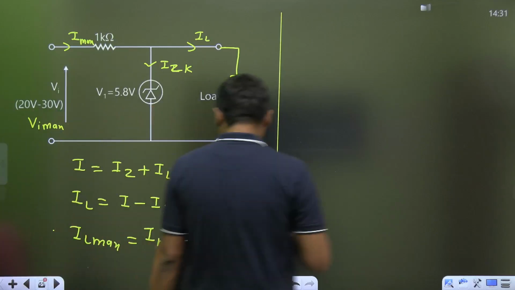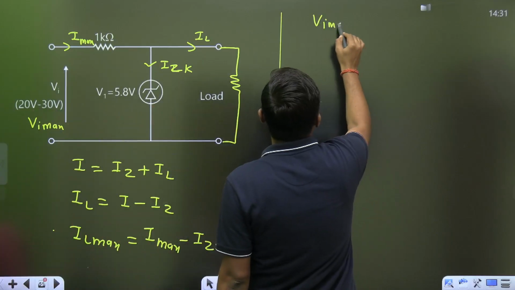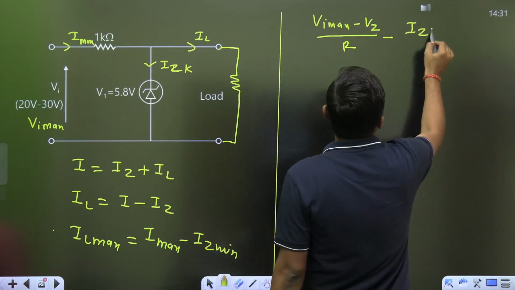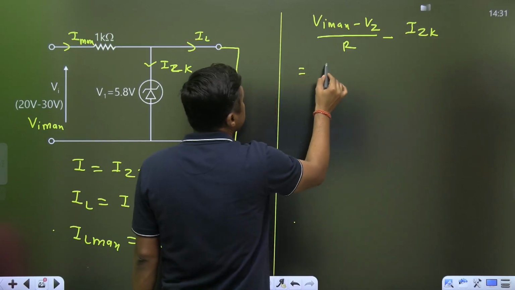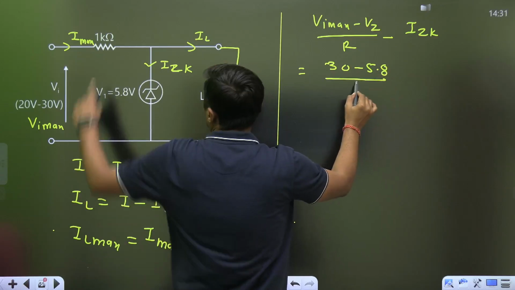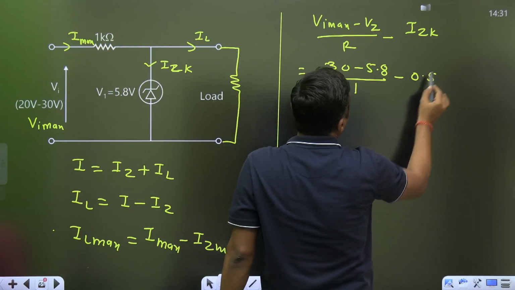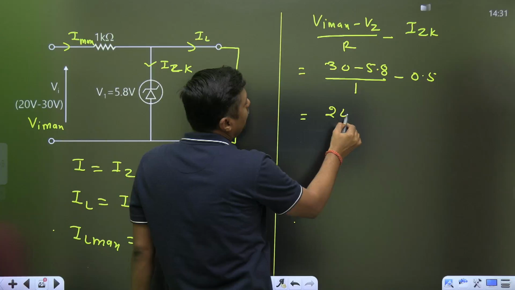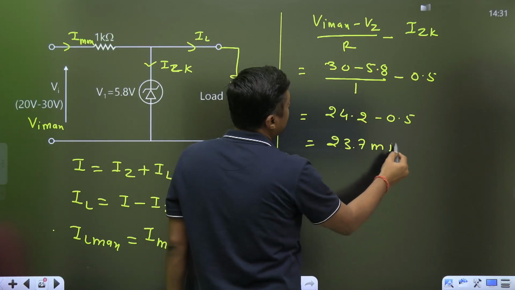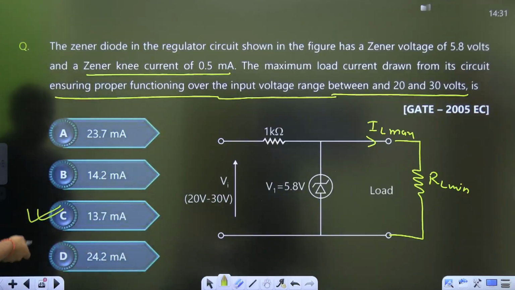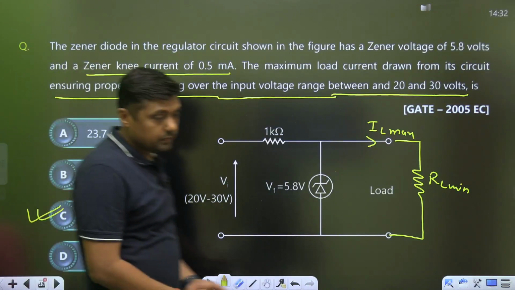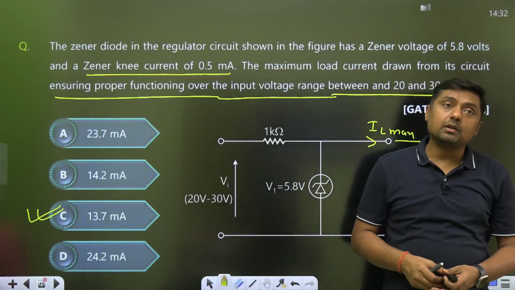When you want to find the IL maximum, you will get the I maximum. So what is the I maximum? Vi max minus Vz upon R, minus IZK. This will give you the IL maximum. So 30 minus 5.8 upon 1 kilo ohm, minus 0.5, and it is 24.2 minus 0.5, you will get 23.7 milliampere. Is it the answer? The given solution is also 23.7 milliampere. But that answer is wrong.